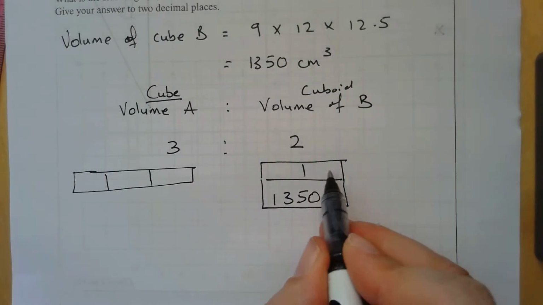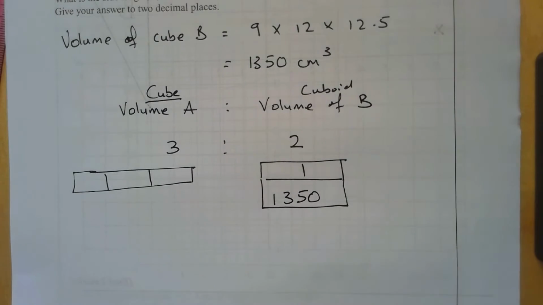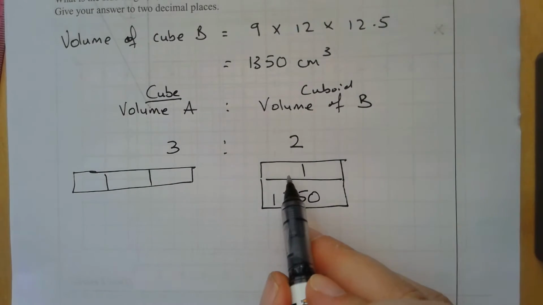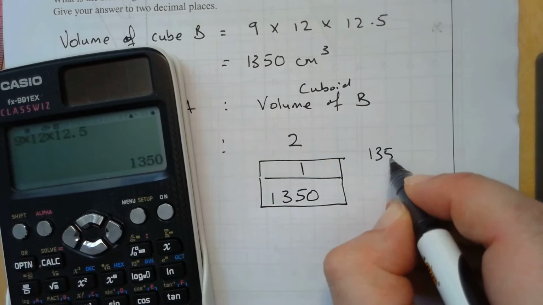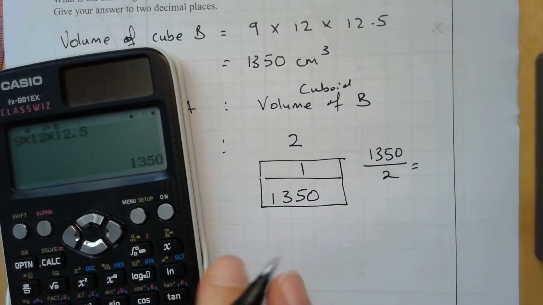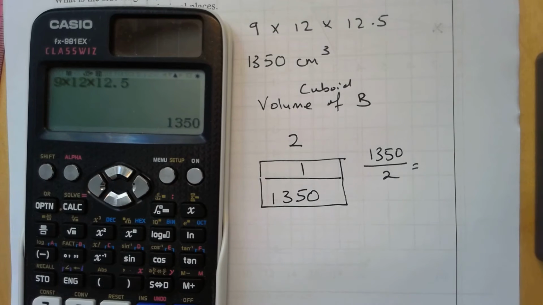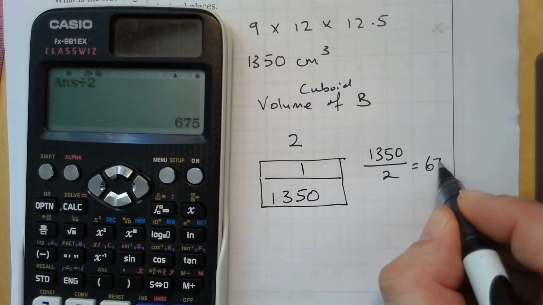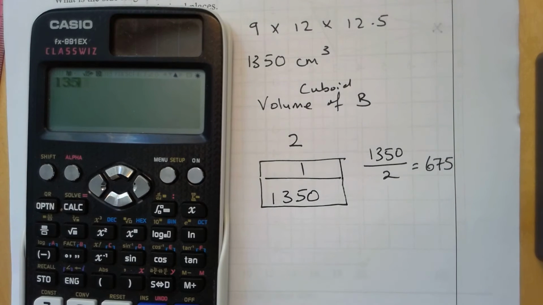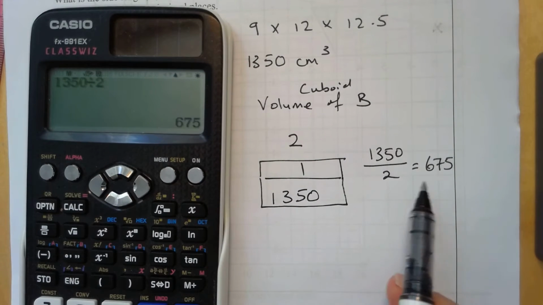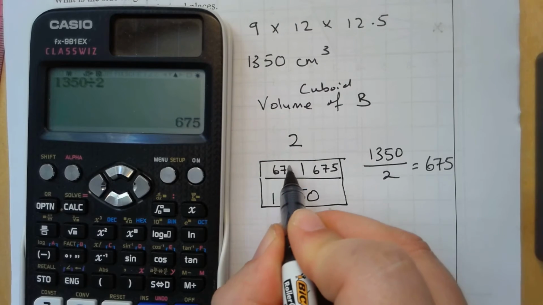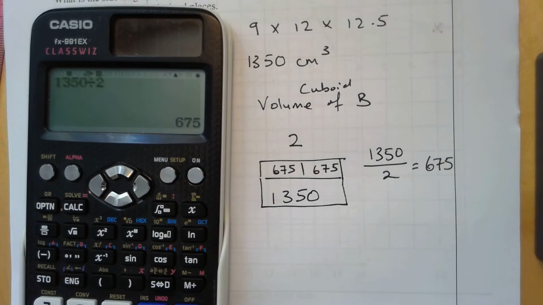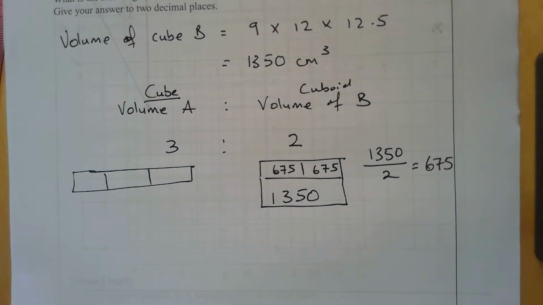So if these two are equal sized boxes, which is what we use when we're looking at ratio, how much is in each box? Well, we take our 1350 and we divide it by 2. 675. That's 1350 divided by 2. I use the answer button there. So each of those is 675. 675 plus 675 is 1350.